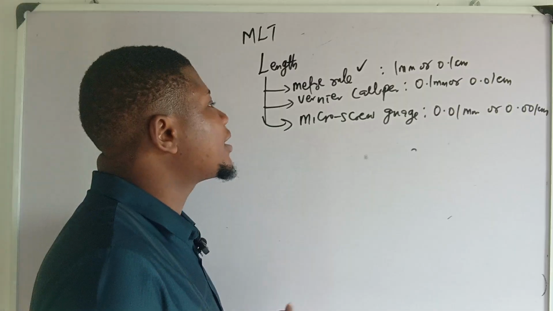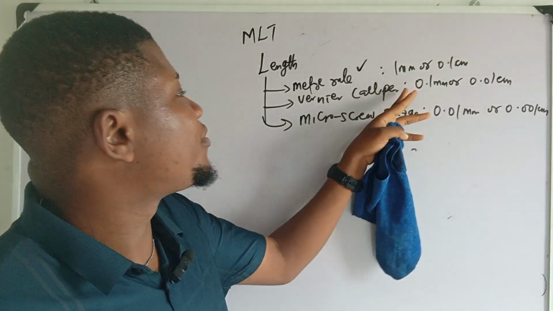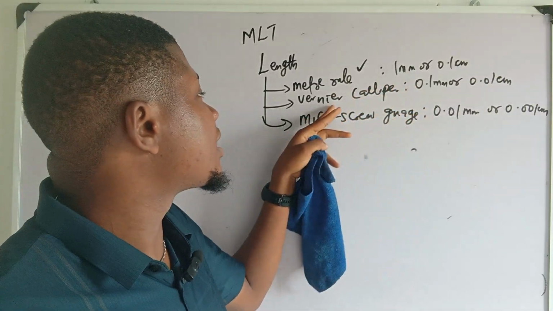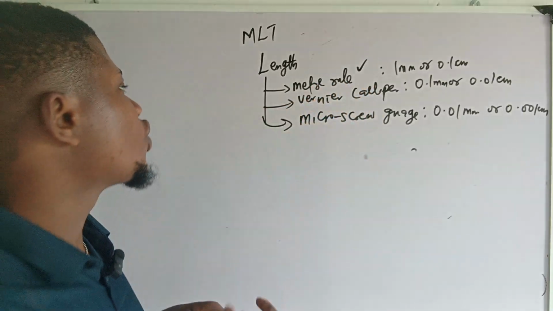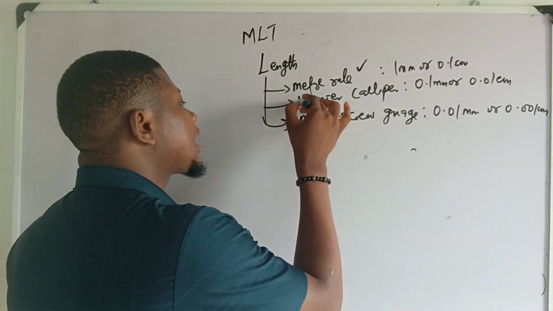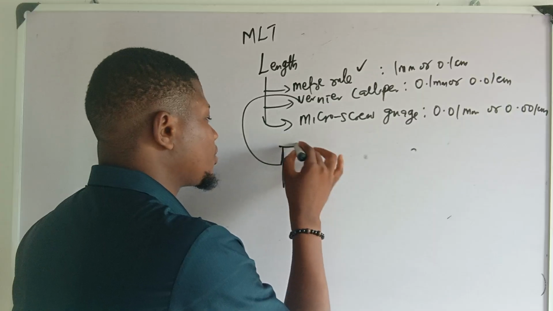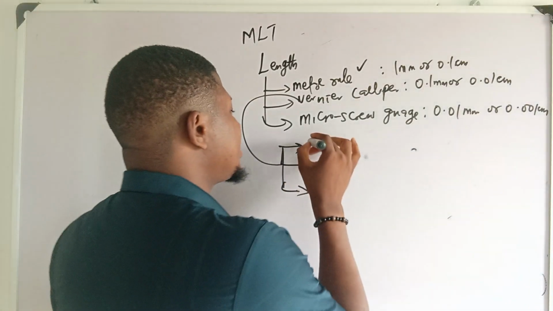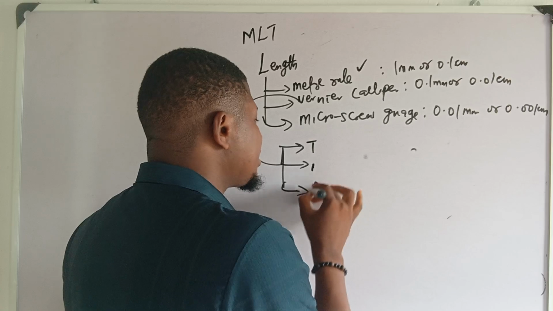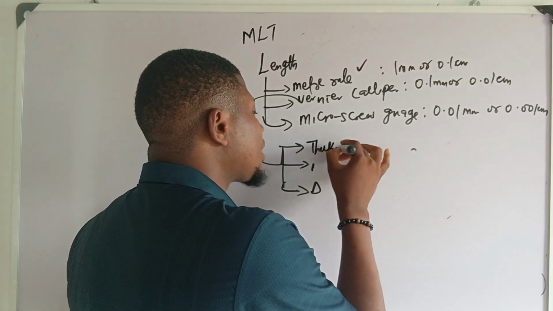Then for the vernier caliper, you have already noted. First of all, we'll say this one is more accurate than the meter rule and it measures smaller length. So what can you use the vernier caliper to measure? This is a JAMB question. There are just three. I call them TID. T means thickness of meter rule.